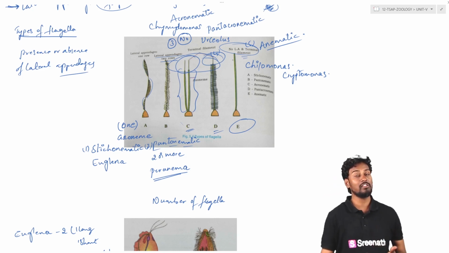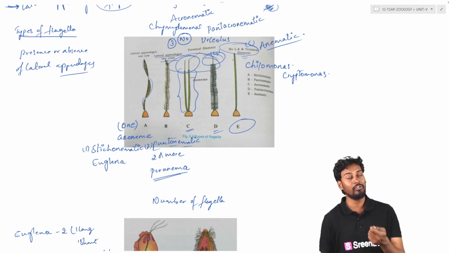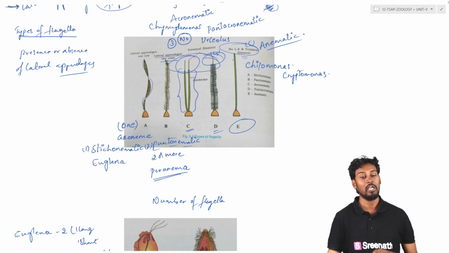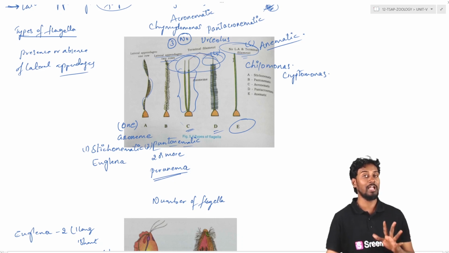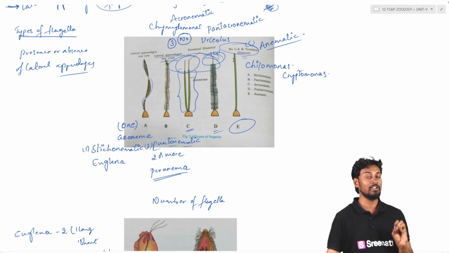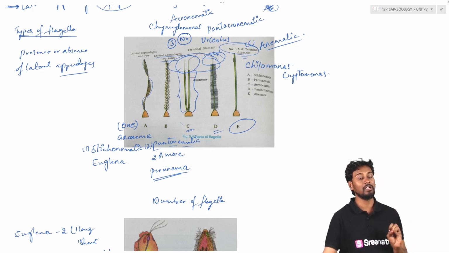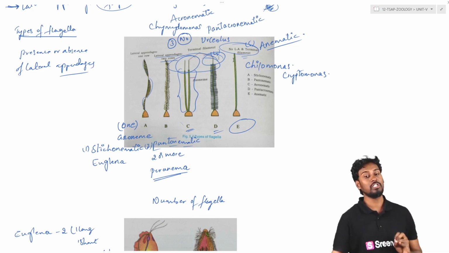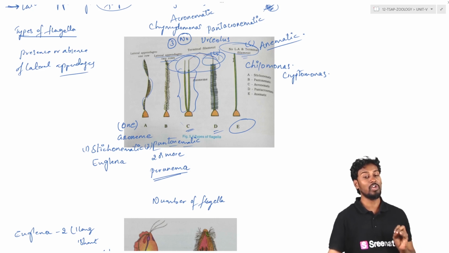So animatic is the filament which is not showing any kind of lateral appendage or terminal filament. These are the five different types of filaments, generally categorized based on the presence or absence of the lateral appendage. First, if the lateral appendages are present as a single row, that is the first type, trichonematic. Second, if the lateral appendages are present in two rows, it is called pantonematic.